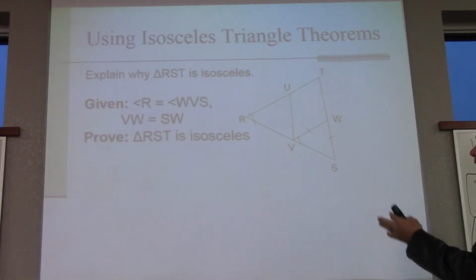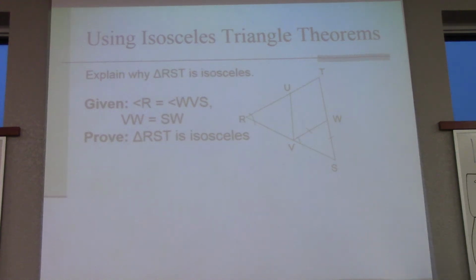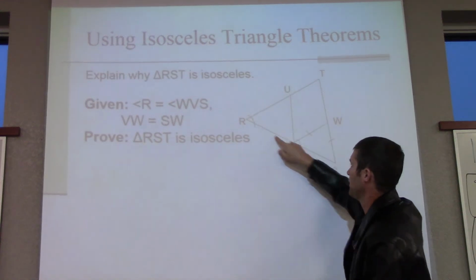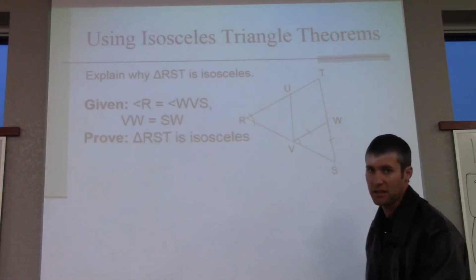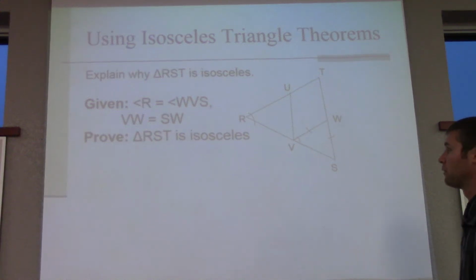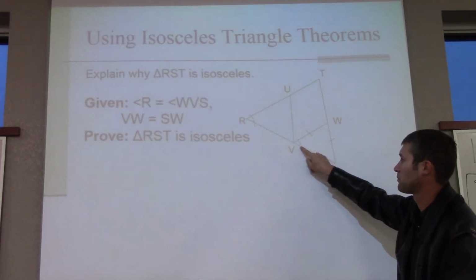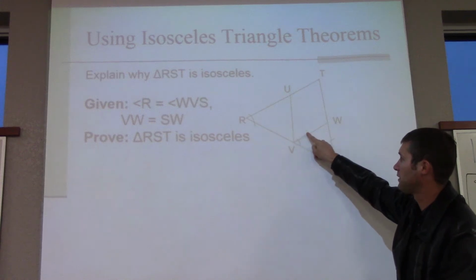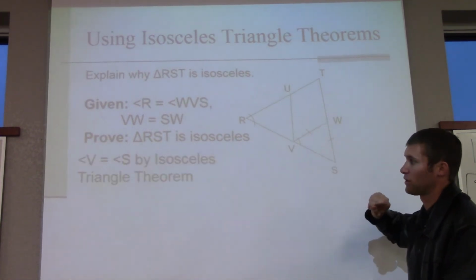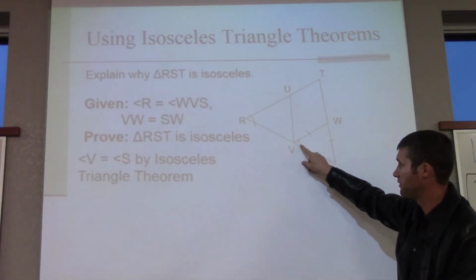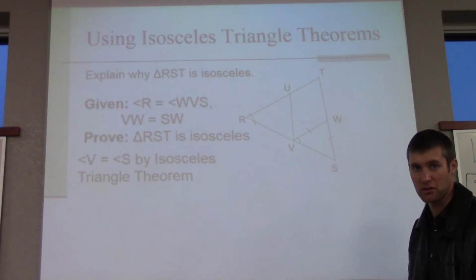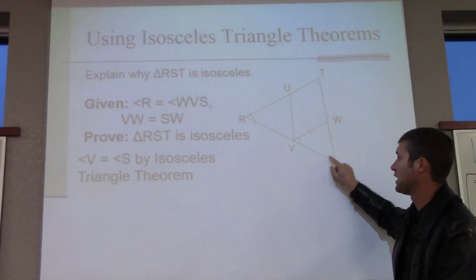All right, so we want to explain how we know RST is an isosceles triangle. RST is the whole thing. How do I know this whole thing is an isosceles triangle? Remember, isosceles means two sides are equal. Let's look at the small triangle. In this small triangle, if I know this side and this side are equal, then I know my two base angles are equal. So I can conclude that V is equal to S because it's an isosceles triangle.